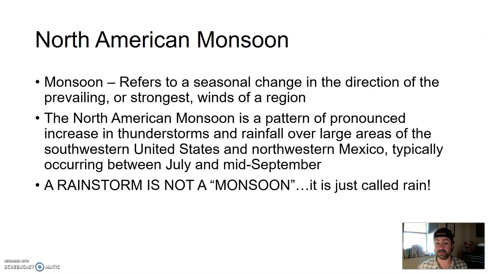Because a rainstorm is not a monsoon. It's just called rain. So during monsoon, when people say, oh, the monsoon's coming. No. That's rain. Rain is rain. A thunderstorm is a thunderstorm. Rain is rain. Monsoon is just the name for the kind of time of year that we get a change in wind patterns. The wind comes from a little bit different direction. Usually the wind comes from the west, blows west to east over Arizona. But during the North American monsoon, the wind patterns shift.